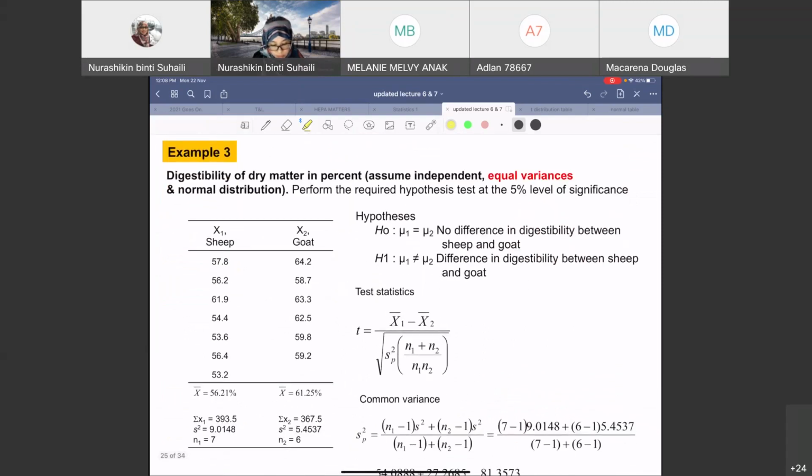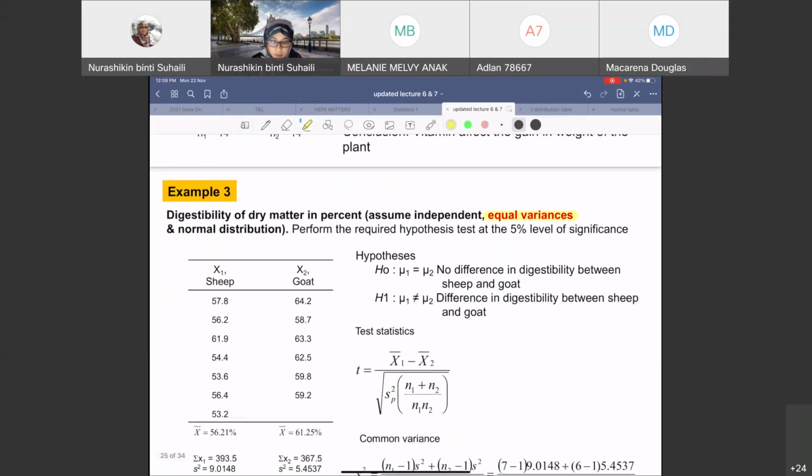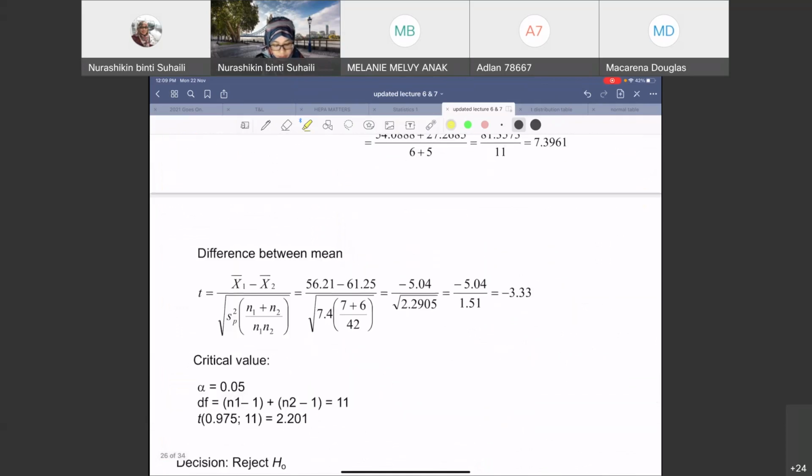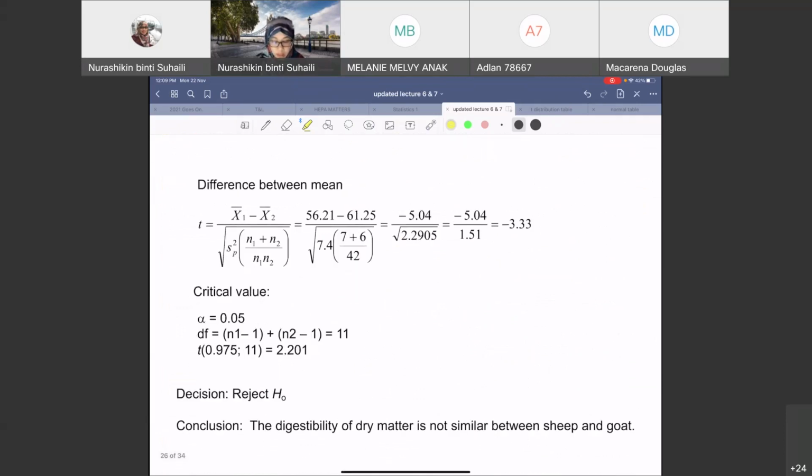This is equal variance. It will be mentioned in the question what kind of variance the data has, whether it has equal variance or separate variance. So you have to take note of that because that will determine the T formula. This is another example of equal variances. It's actually the same. You find the SP first, find the T calculated, find the T tabulated, compare the two T values, make a decision based on the rule, and make a conclusion.